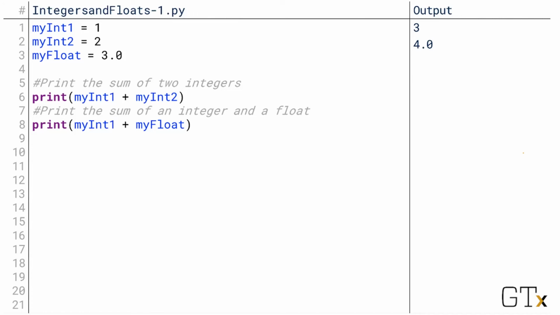First, let's look at how different operators react to being asked to work on a combination of integers and floats. Remember, an integer is any number without a decimal point, and a float or a floating point number is any number with a decimal point.